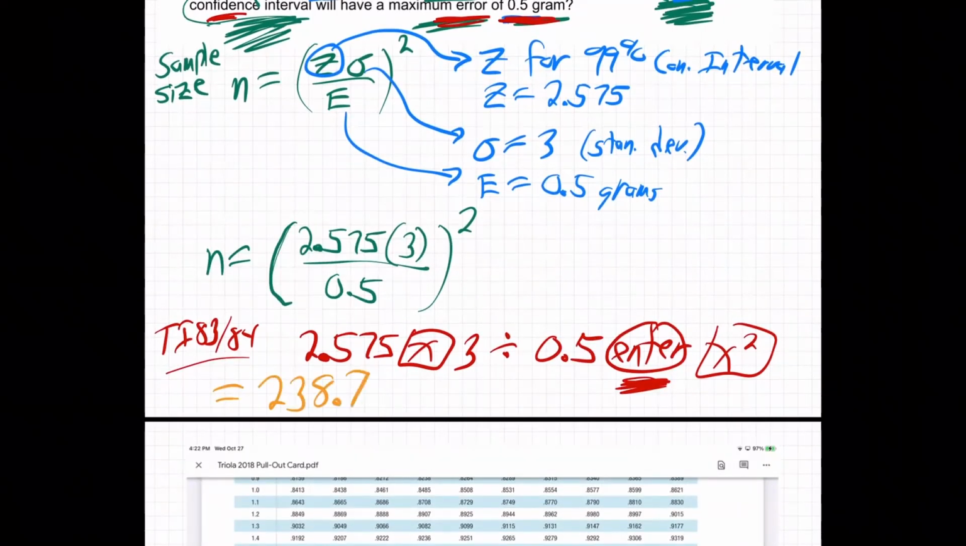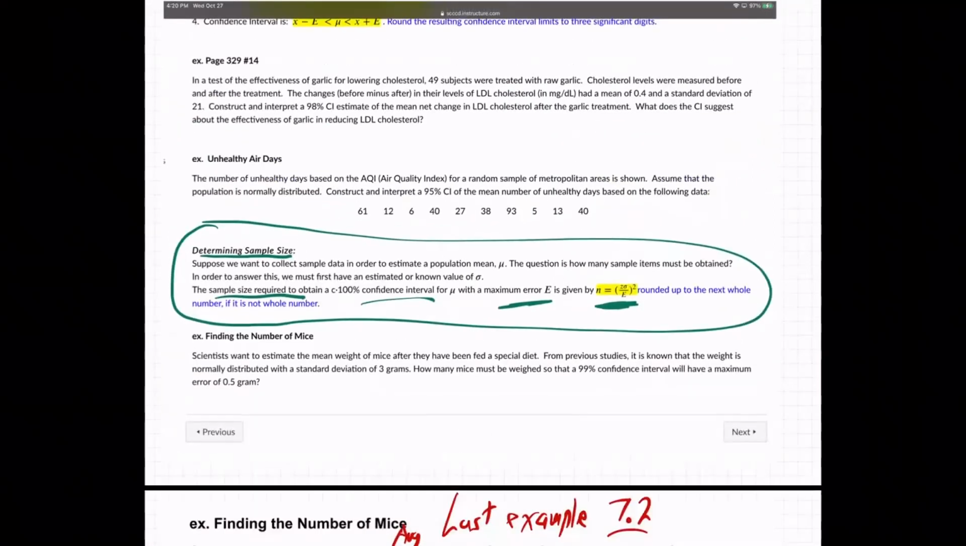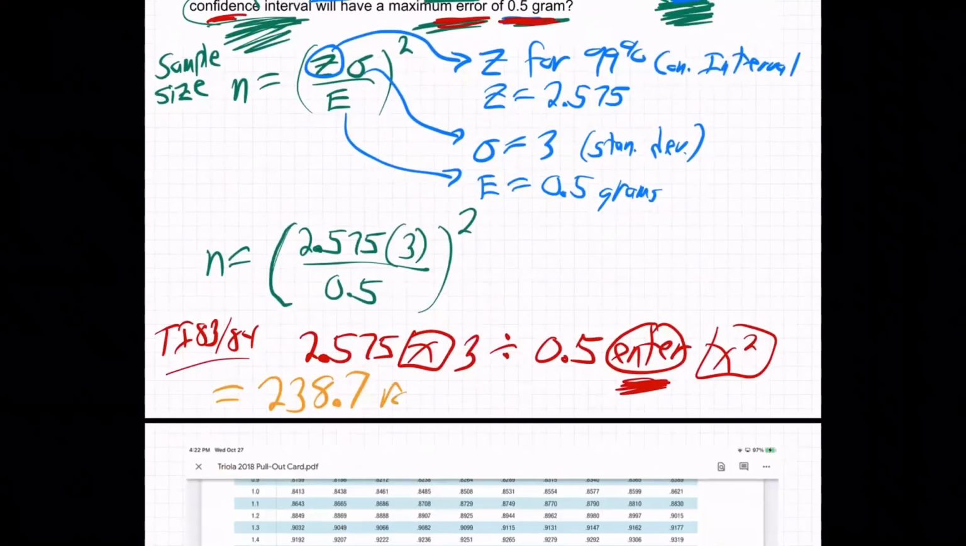I got 238.7. All right, now notice one more thing. See the blue? Round up to the next whole number if it's not a whole number. Does everybody see that? So when you determine sample size, you need to round up. And so I'm going to round up to 239 mice. And so that's the answer.